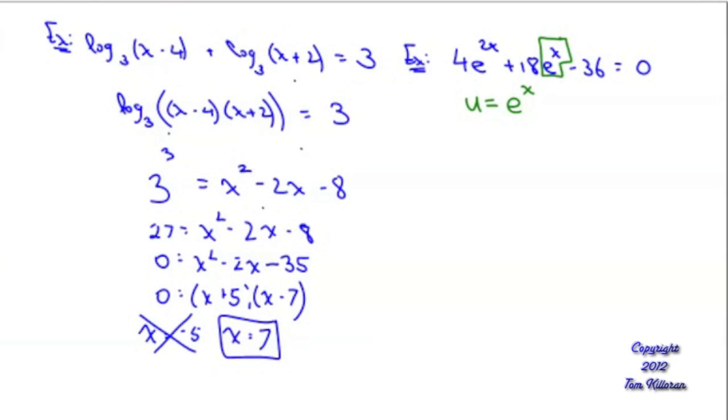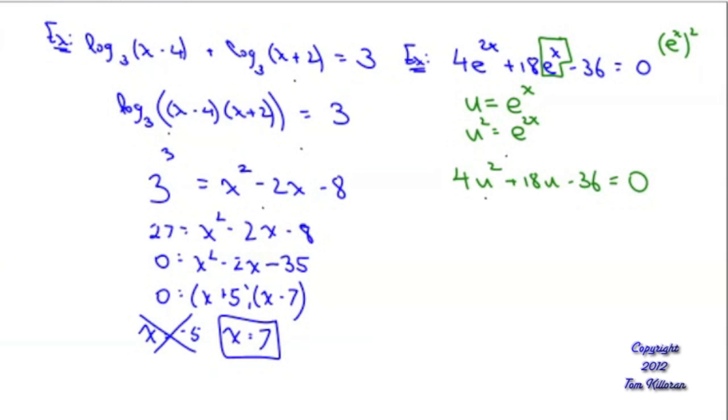Then what do I do? Square both of them. This becomes u squared equals e squared... Well, what's e to the x squared? E to the 2x. It should be the first term. So e to the 2x. So this turns into 4u squared plus 18u minus 36, and it's equal to 0.